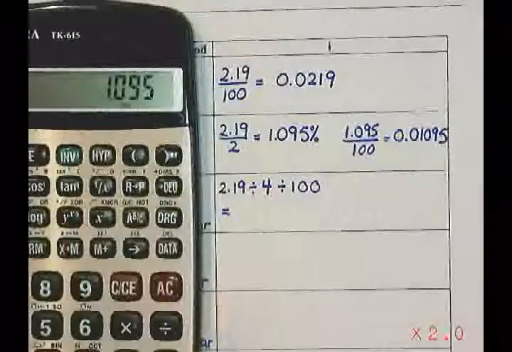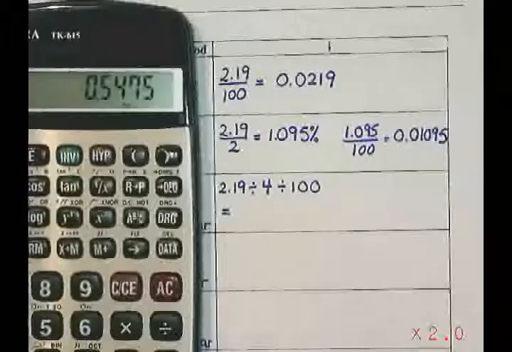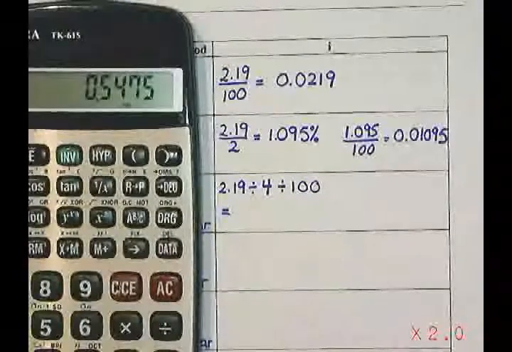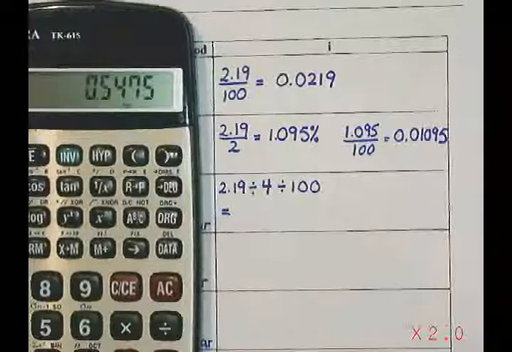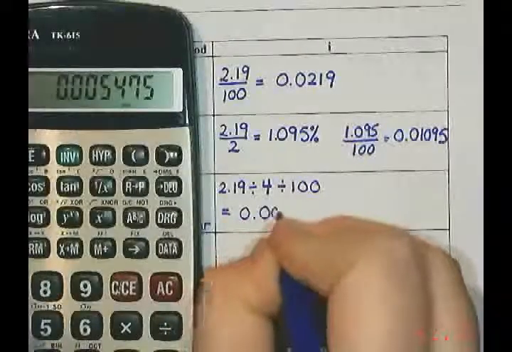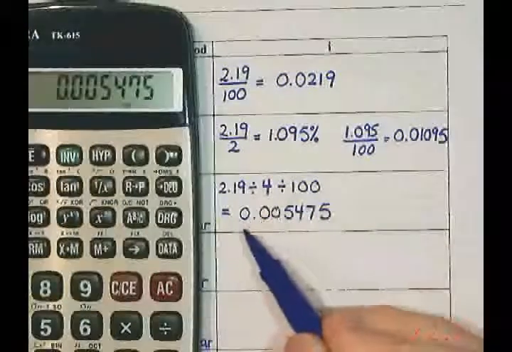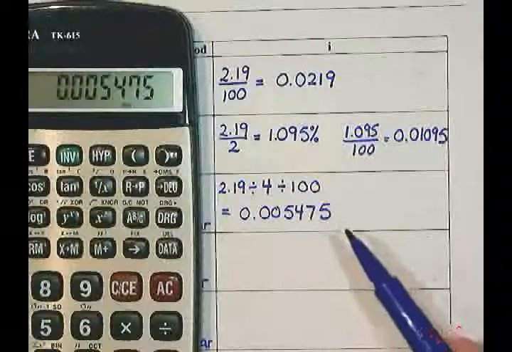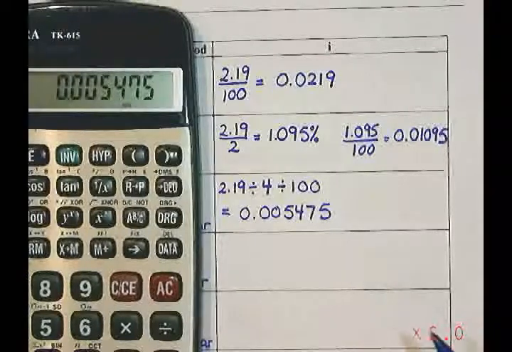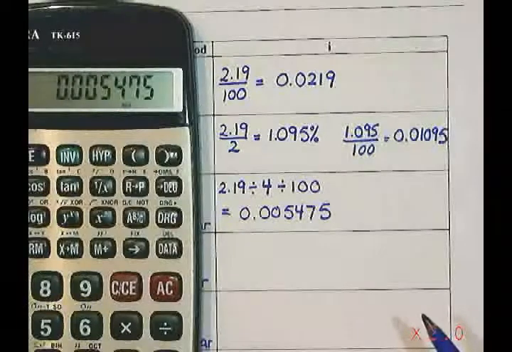Save myself a little bit of work here. So I'm going to take 2.19 and divide it by 4, which means I'm earning 0.5475% each time. And then if you add them all together, you get 2.19%. And then divide that by 100 to get my I value of 0.005475. So when you start to get a lot of decimals, it's very tempting to round, but you do not want to round this. If you do, it means you're not going to get as accurate an answer. So you always want to keep as many decimal places as your calculator gives you.